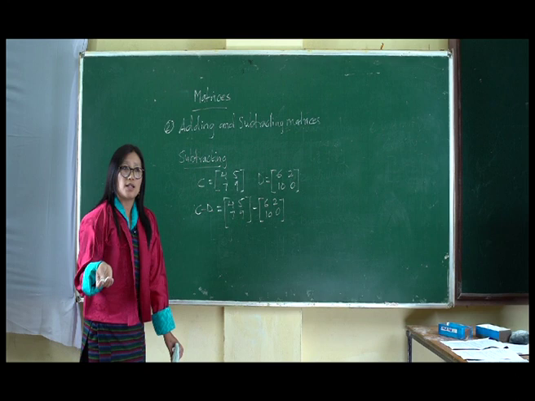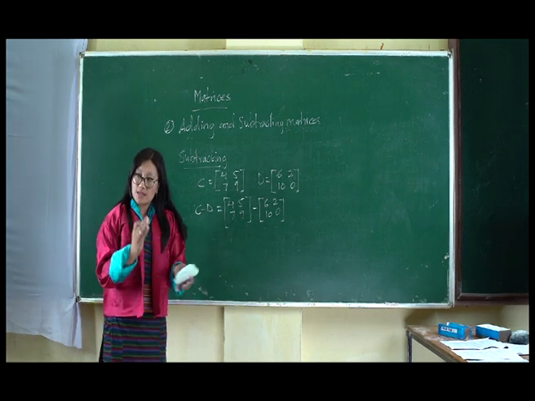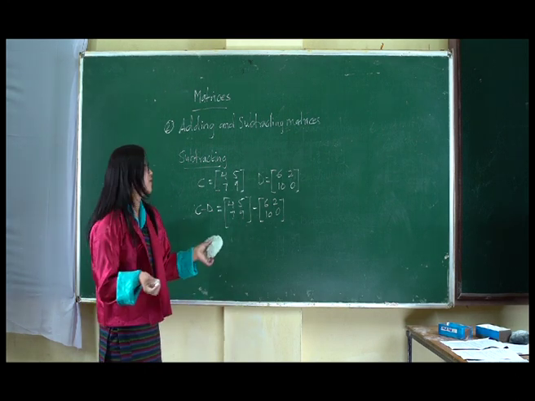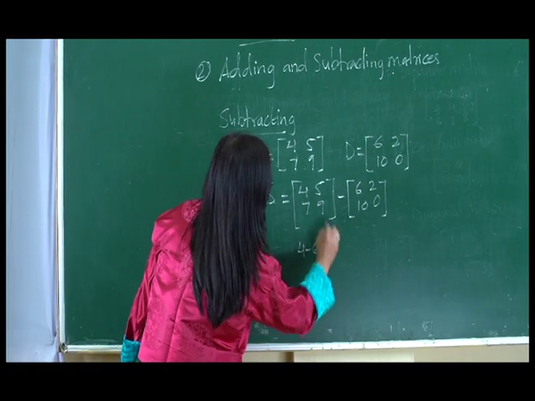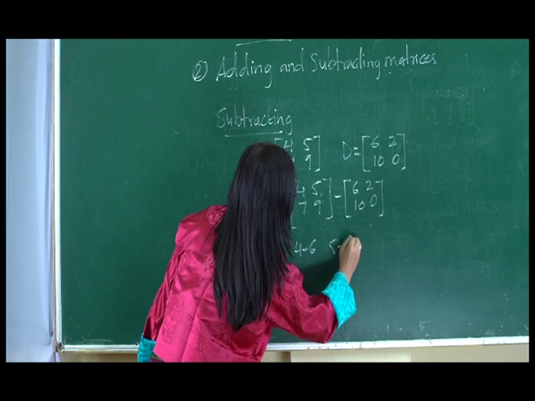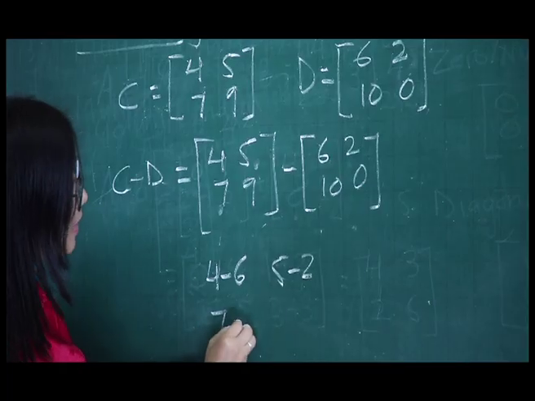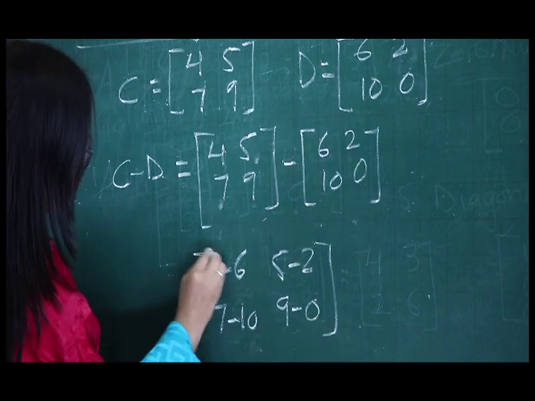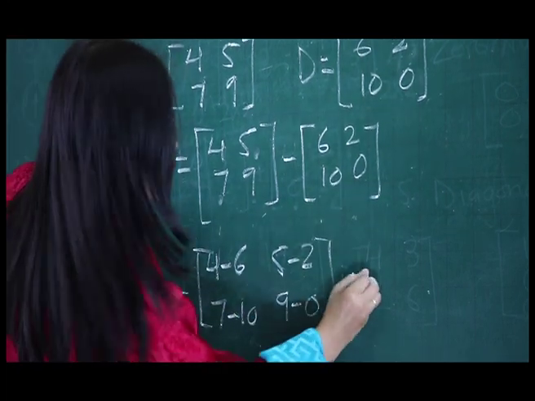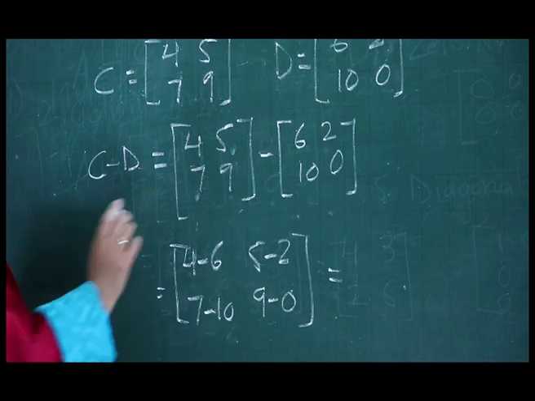Alright, now the rule, as I told you earlier, the rule for adding and subtracting are the same. We have to follow the same rule here. 4 minus 6, 5 minus 2, 7 minus 10, and 9 minus 0. So here let us see 4 minus 6.